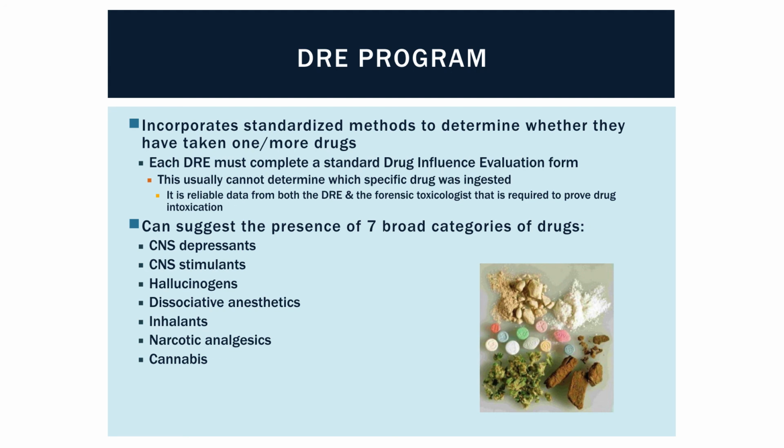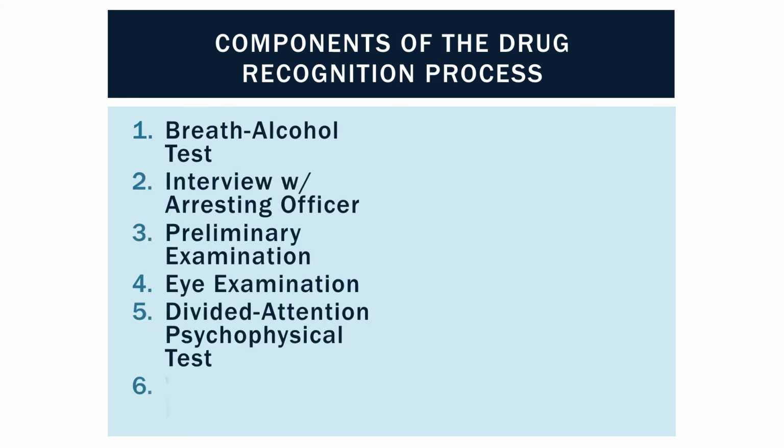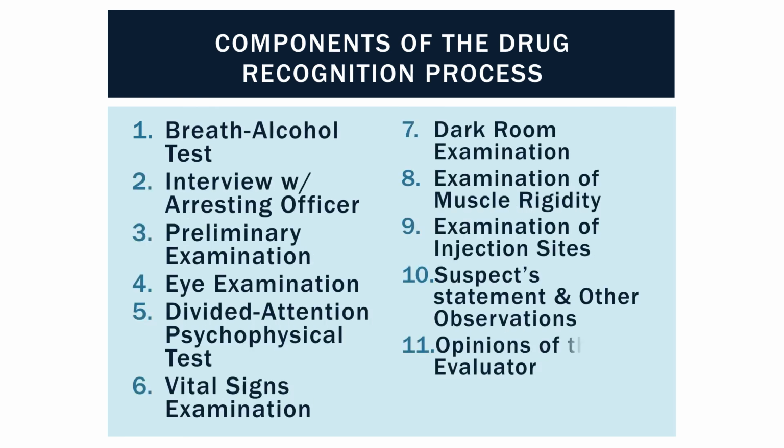Typically, the methods that are used are things like blood pressure, pulse, and pupil size to analyze whether one or more is taken in of these broad spectrums. But the components of the recognition process have 12 factors to it, and they must go through each of these 12 and complete the evaluation form as well. And then with the information from the toxicologist, a definitive answer can be determined.